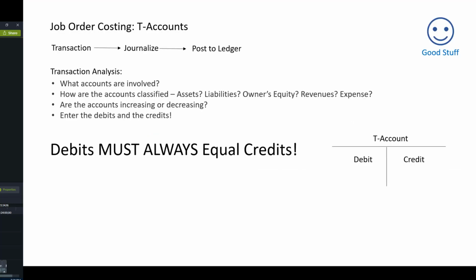The whole goal here is to help you understand how transactions are recorded and how they affect performance results. For every transaction, debits must equal credits. When you are looking at transactions, always determine what accounts are involved, always determine how they are classified. Once you determine how they are classified, determine whether they are increasing or decreasing. Once that is done, you will know which account gets debited and which account gets credited.